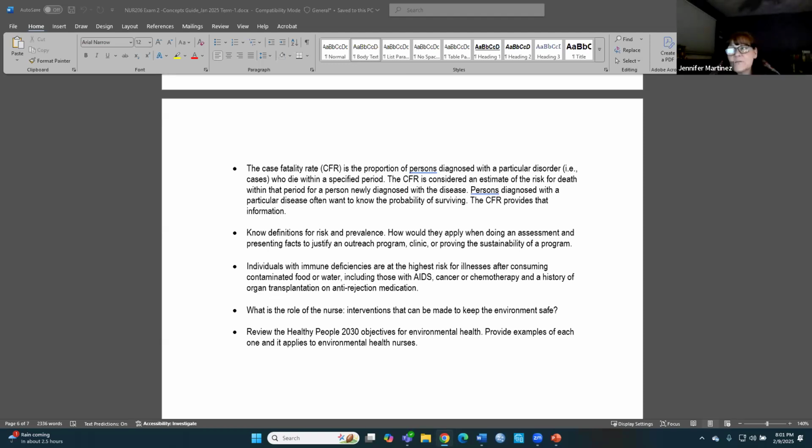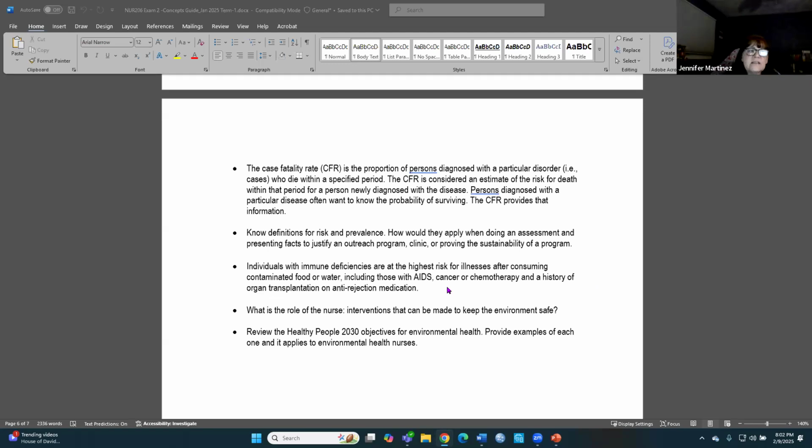The prevalence is the number of existing cases that we have at a specific time. So you have this group or this community, this population of people, and then how many within that population have diabetes, heart disease, kidney disease, whatever within that population. So that's the prevalence.